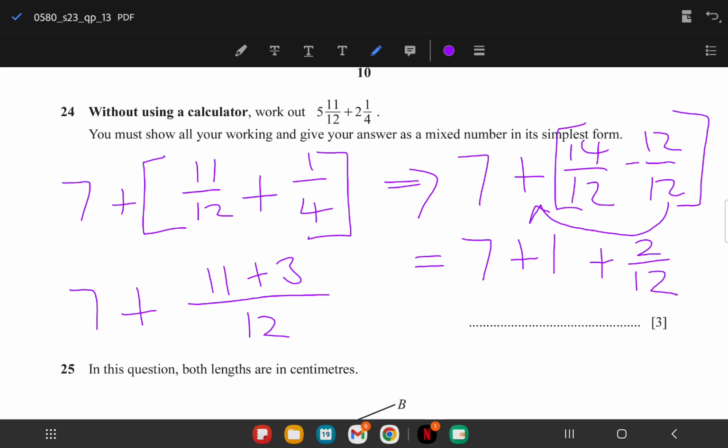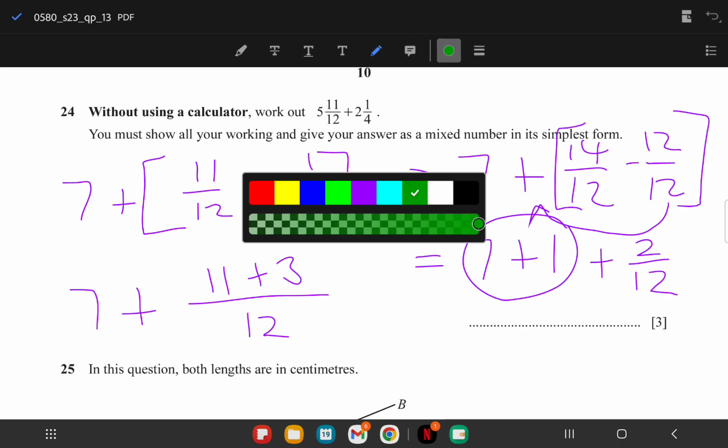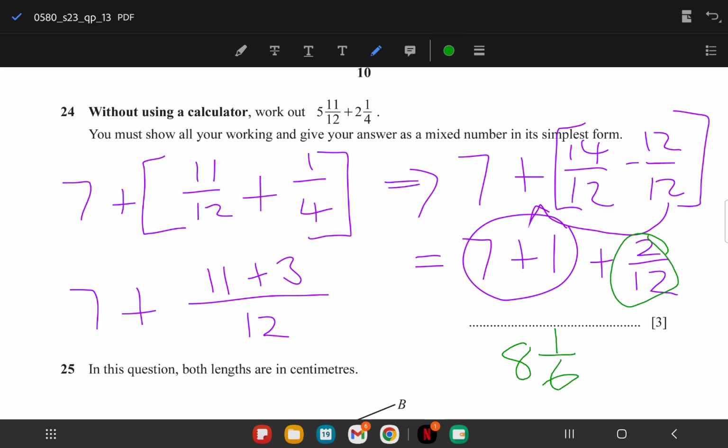So finally, if I add my whole numbers together, I will have 8, and my fraction will give me 1/6. So finally there I will have 8 and 1/6. That is my answer. And it's asking for a mixed number, so that is my mixed number.